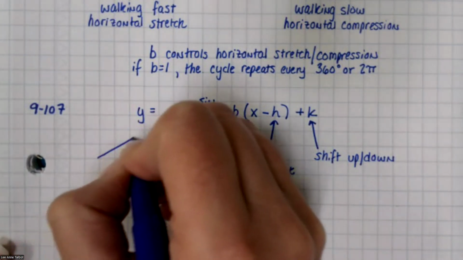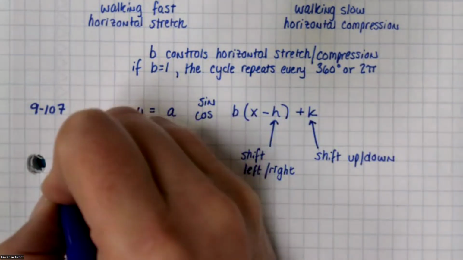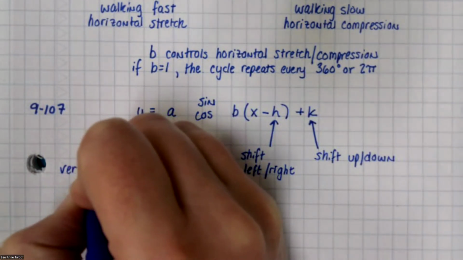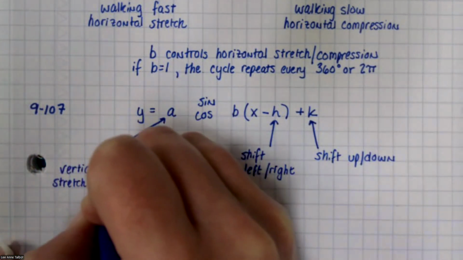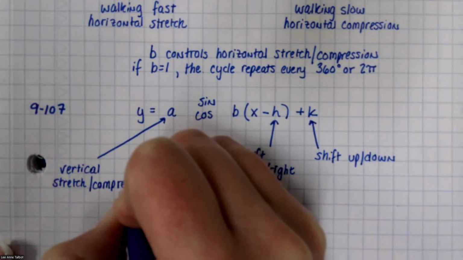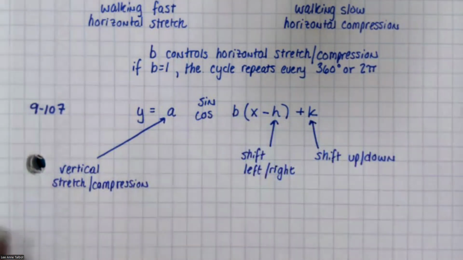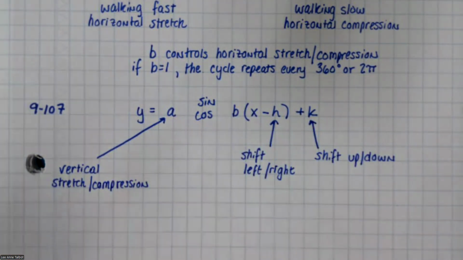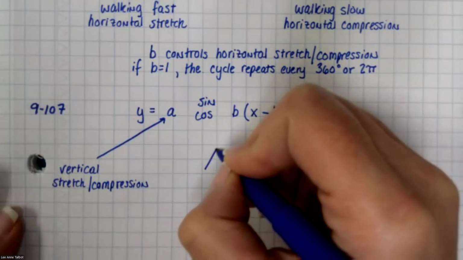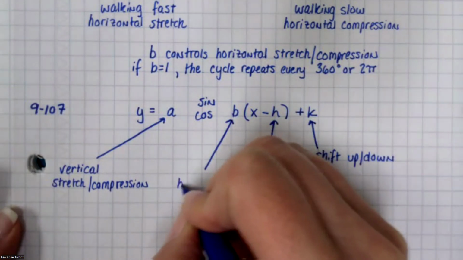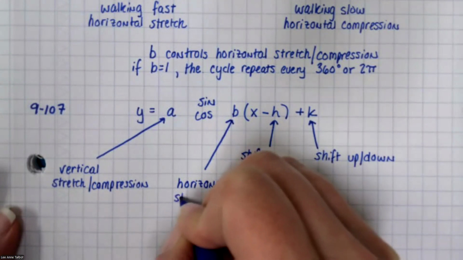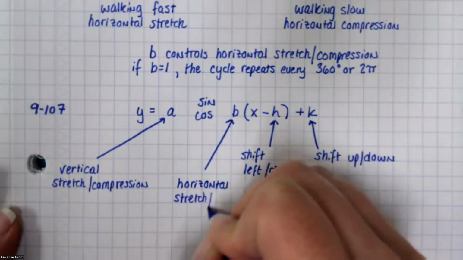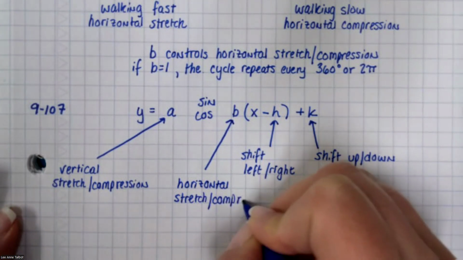Okay, now A is your vertical stretch or compression, just like you would expect it to be. And B is your new one, which is your horizontal stretch or compression.